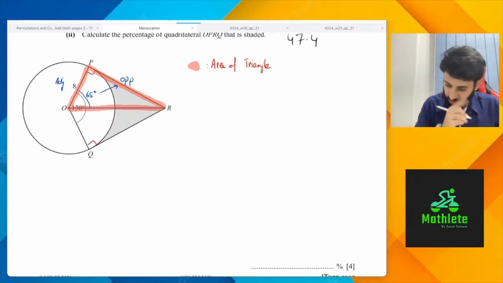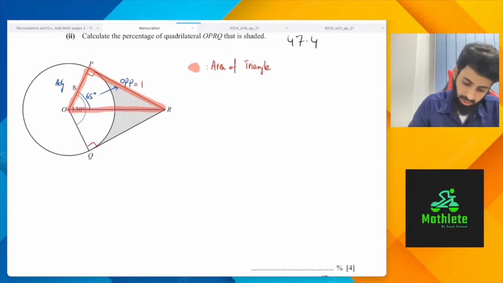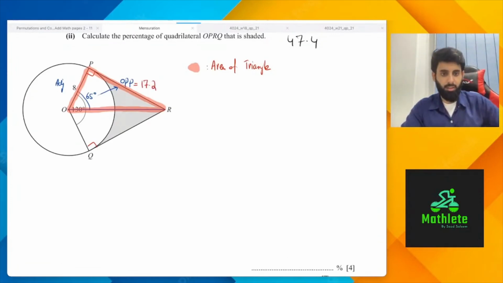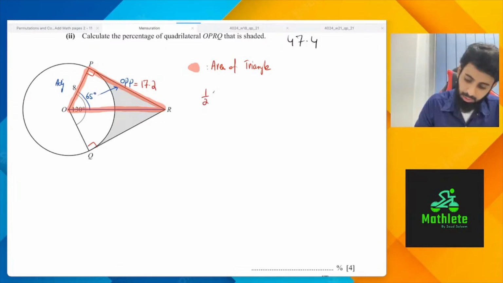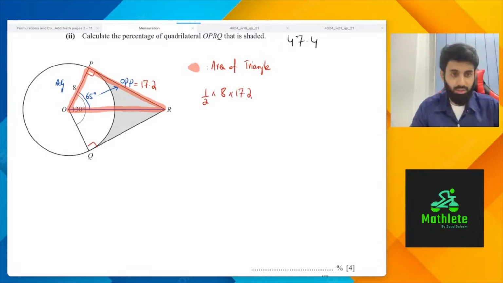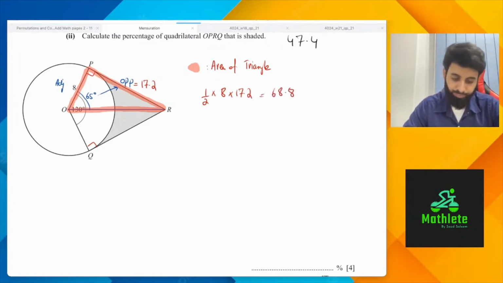How will we find the area of triangle? Actually, no wait, we don't have to do anything. The question has already made us work out PR, right? So we've worked out PR turned out to be 17.2. So we're going to use that. So half into 8 into 17.2. That's going to give us the area of triangle. Let's see what we get. 0.5 into 8 into 17.2. Okay, so we're looking at 68.8. This is the area of triangle.